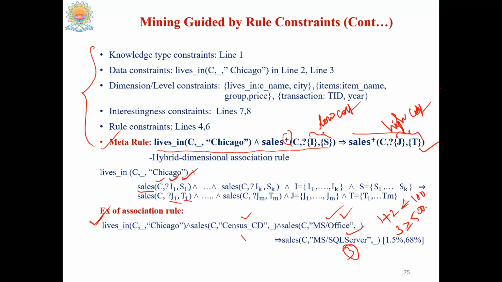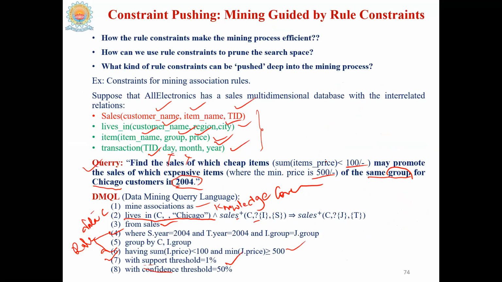Here high cost items should be present. Here I indicates the item name and S indicates its corresponding TID. Similarly, here J indicates the costliest item name and T indicates its corresponding transaction ID.